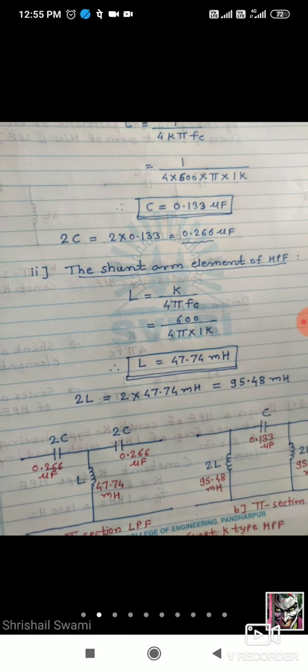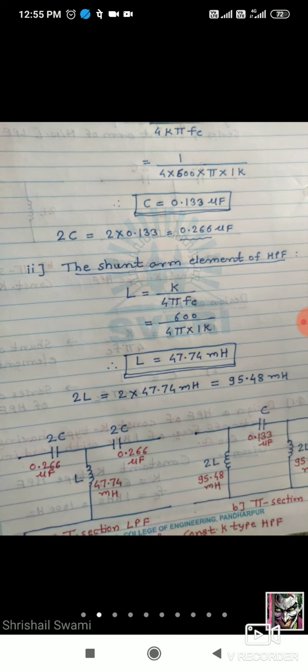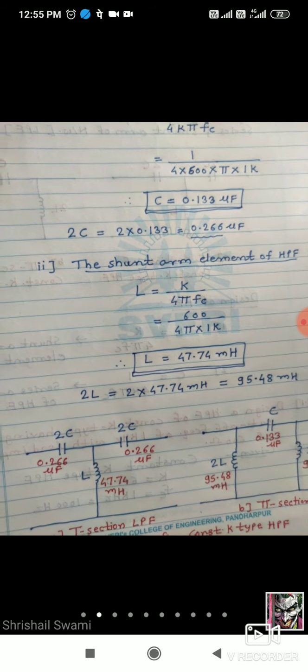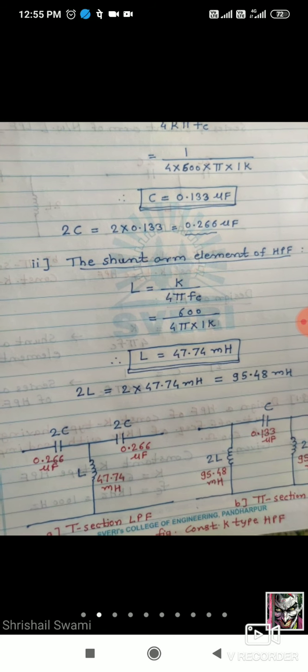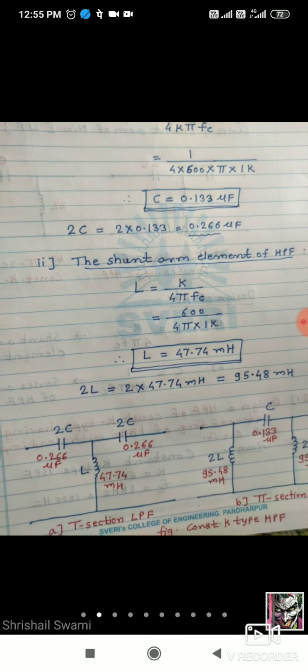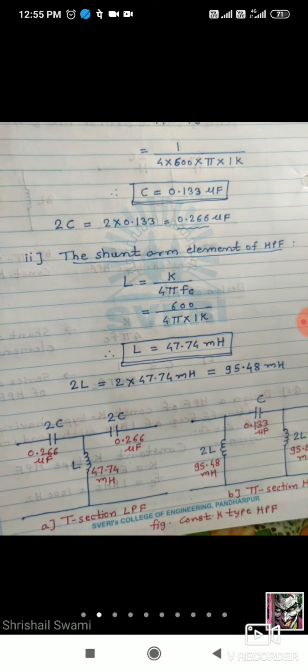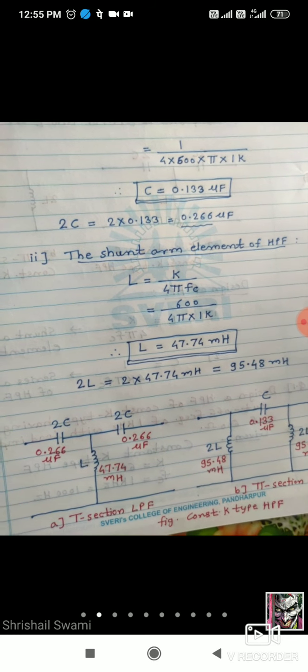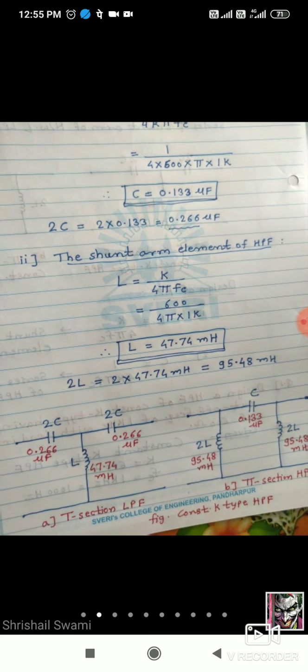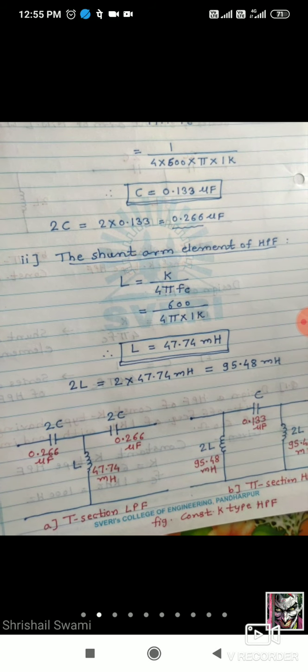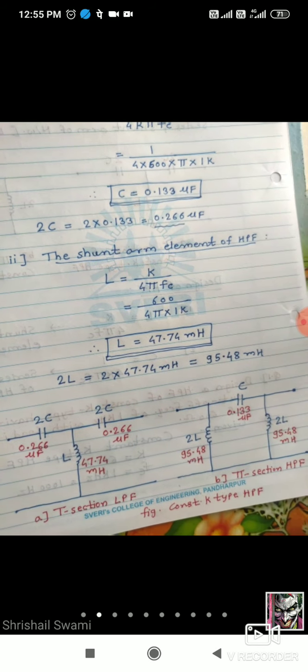So I have given number of problems in the assignment booklet also. You can try all those questions asked in university question paper. So take as a homework that assignment questions you can solve high pass filter. So better way we are going to start constant K type band pass filter.